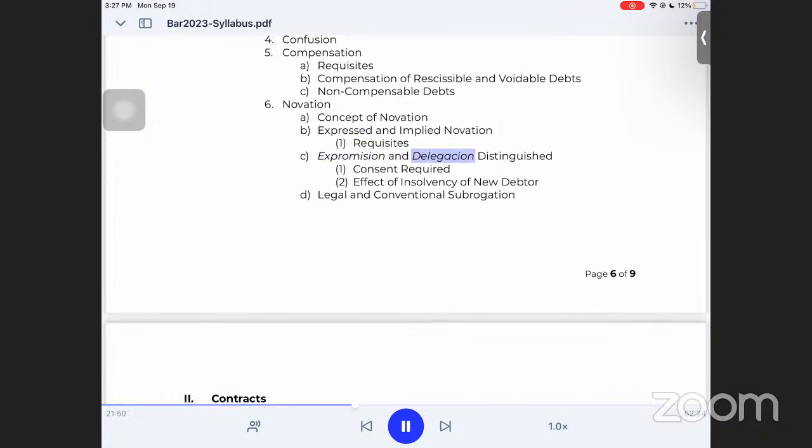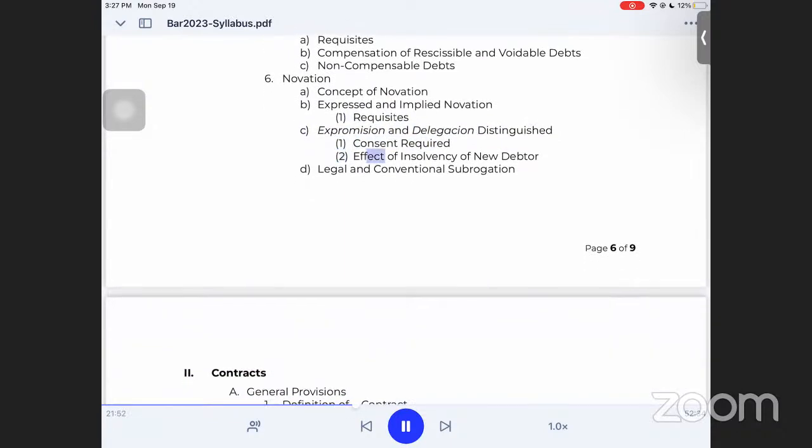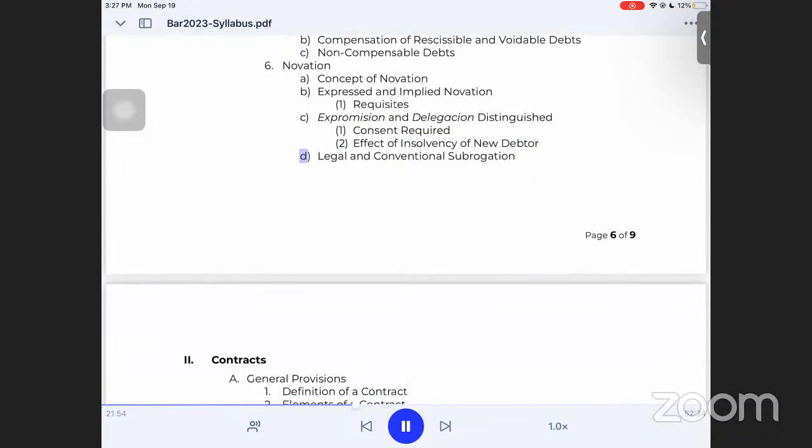C. Expromission and delegation distinguished. 1. Concentrically read. 2. Effect of insolvency of new debtor. D. Legal and conventional subrogation.